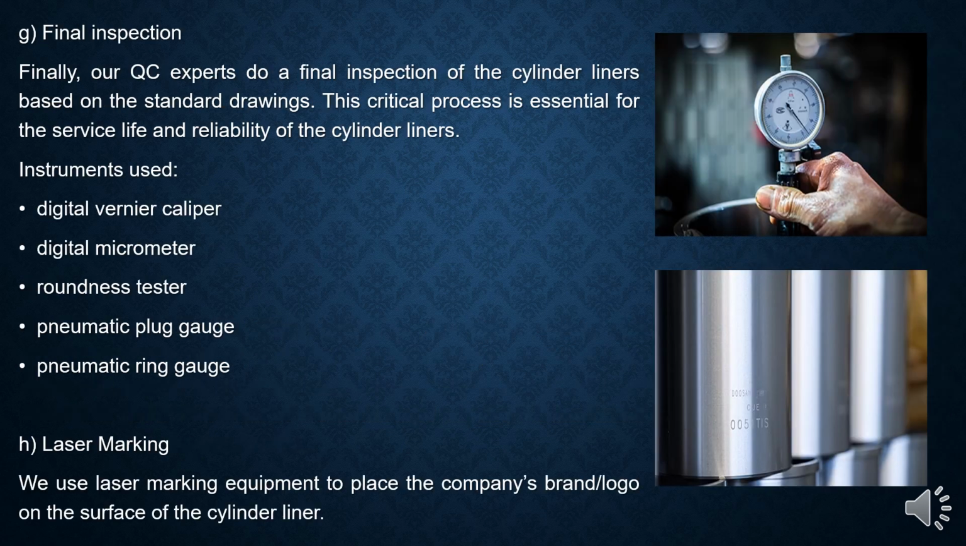Next is the final inspection. Finally, the quality experts do a final inspection of the cylinder liner based on the standard drawings which come from the design department. This critical process is essential for the service life and reliability of the cylinder liners. Instruments which are used for the final inspection are digital vernier caliper, digital micrometer, roundness tester, because the cylinder is a round shape, so a roundness tester is necessary, pneumatic plug gauge, pneumatic ring gauge, and so on. These devices are used for the final inspection by the quality control department.